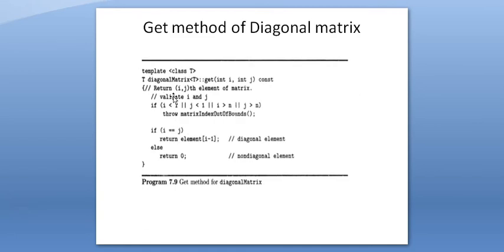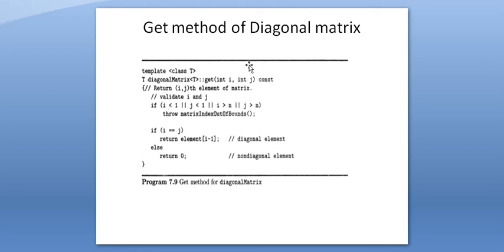Now let's move on to the next function, which is the get method. In the get method, the job is to use two indexes beginning from 1,1 and return the proper element if it's a diagonal element, or else return 0 if it's not a diagonal element. The first condition you are going to check is if i is less than 1, or j is less than 1, or i is greater than n, or j is greater than n. What is n? n is the length of the diagonal, or it could be row size or column size.